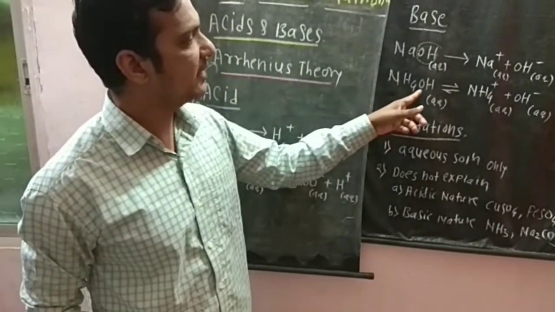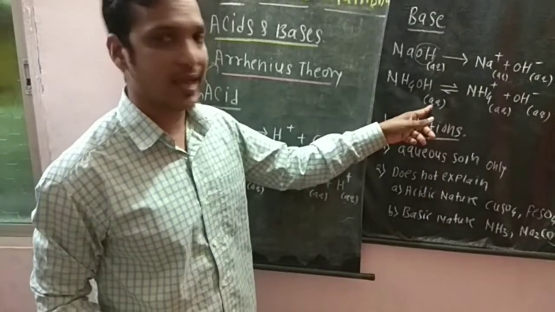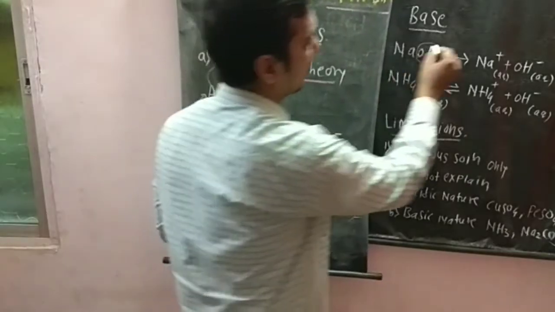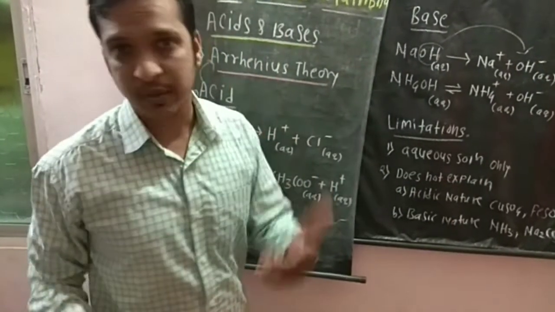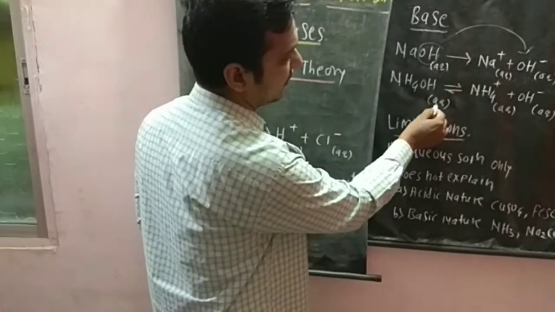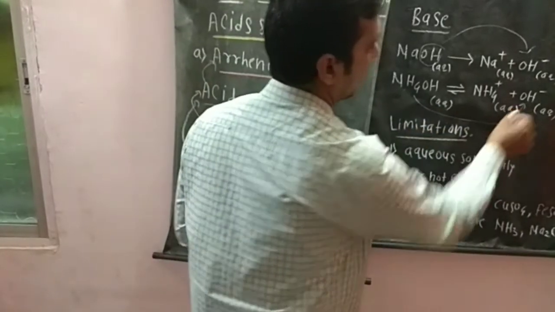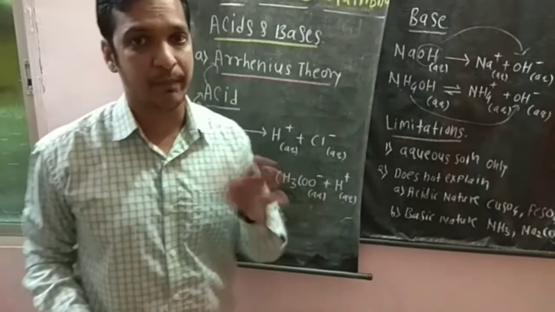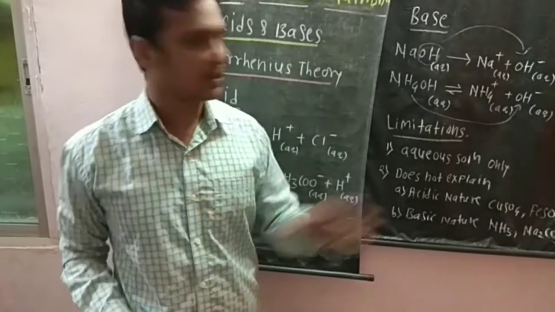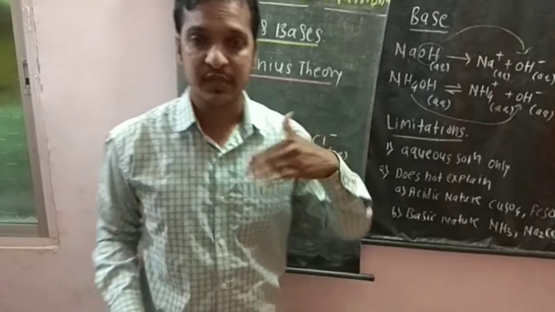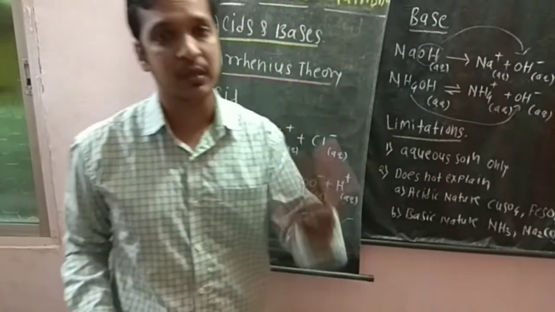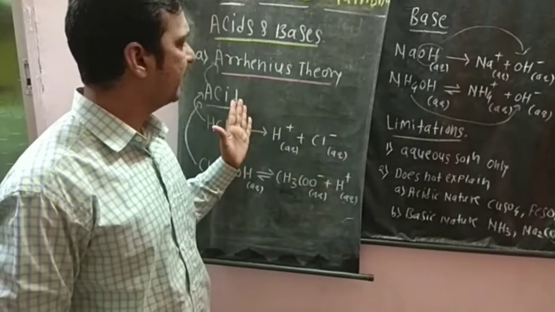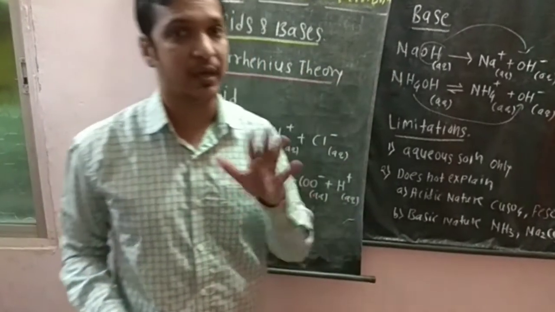Second one, NH4OH. When dissolved in the aqueous medium, it gives us NH4 plus and again OH minus. Both substances give OH minus ion when dissolved in water, which is why both are called bases. So what is the definition of a base according to the Arrhenius theory? A base is a substance which contains OH group and produces OH minus ion when dissolved in water, in the aqueous medium. That was the definition of acid and base according to the Arrhenius theory.